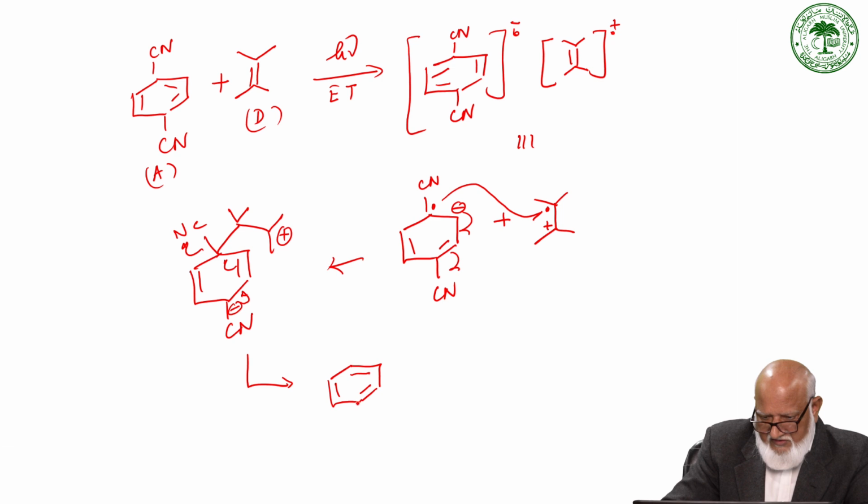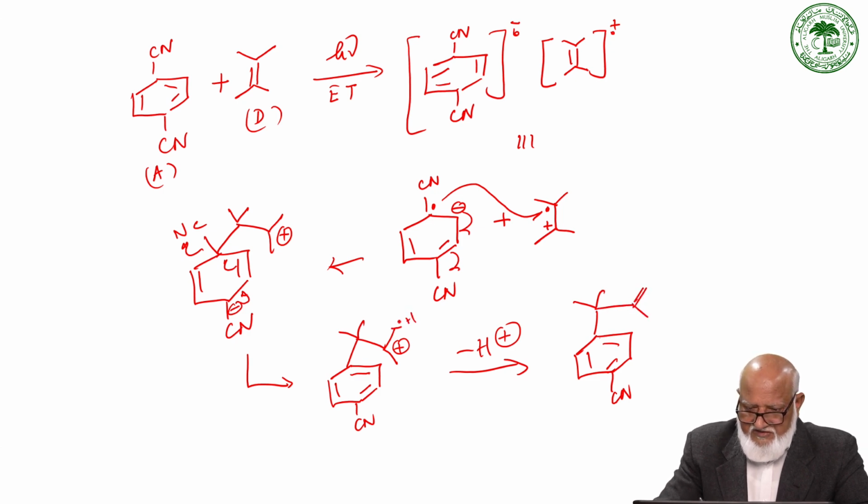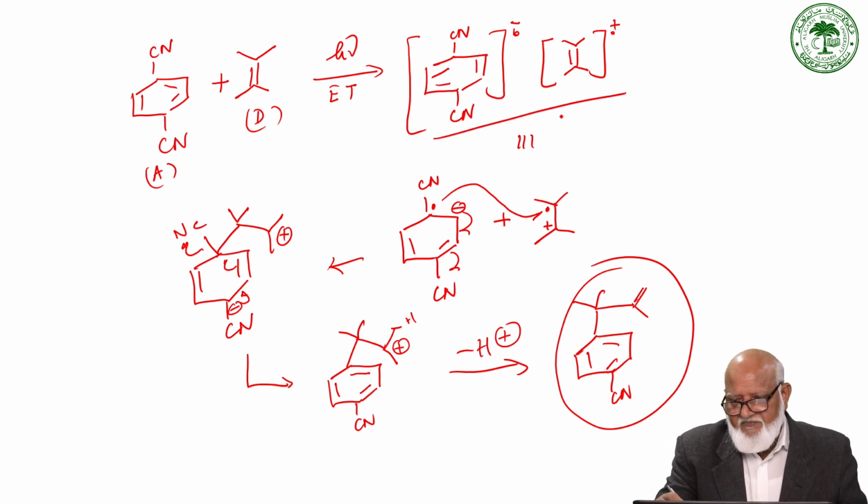So one of the CN is lost, and then this loses minus H plus to give an alkene. One of the H from the methyl group is lost to become a double bond. So you can see first the electron transfer from the electron rich alkene to the electron deficient dicyanobenzene to generate a radical anion and radical cation pair, a donor acceptor pair. Then the coupling of the radicals takes place. So you can see how ethylene is adding to the dicyanoanthracene to get one of the products. So this type of reaction has also been found.